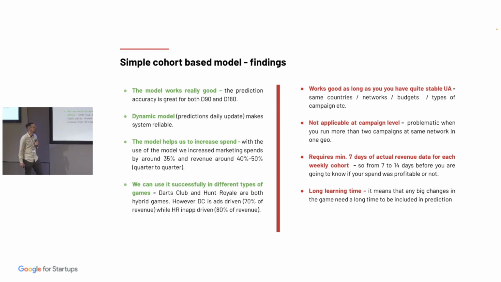The first thing is that this approach works as long as we have quite stable UA, which means, for example, if we started buying in a new ad network, it probably doesn't work from the very beginning. The second is that it's not applicable at campaign level. In some cases, it is a problem, but generally, in our case, it was quite enough.